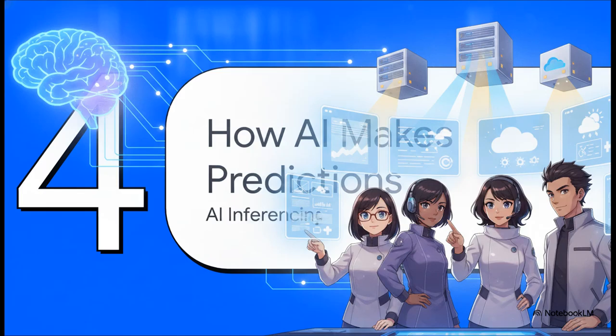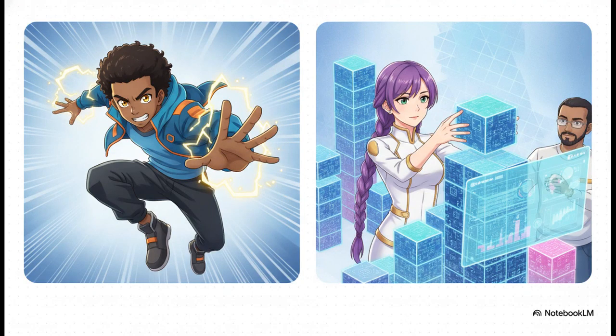Section 4. How AI makes predictions. We've talked a lot about prompting models to generate content. But how do these models handle raw data to deliver operational answers? In the industry, this process is known as inferencing. When you're designing an AI system, you're going to face a really critical architectural choice when it comes to inferencing. Do you need real-time inferencing or batch inferencing?